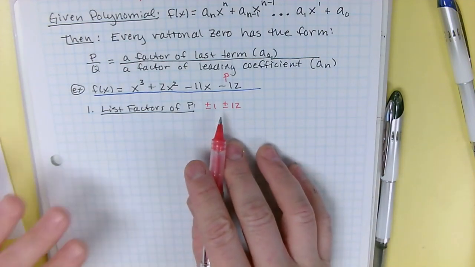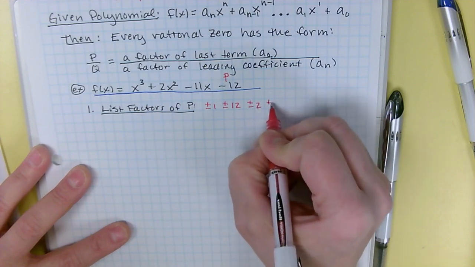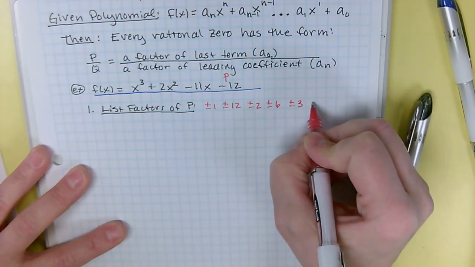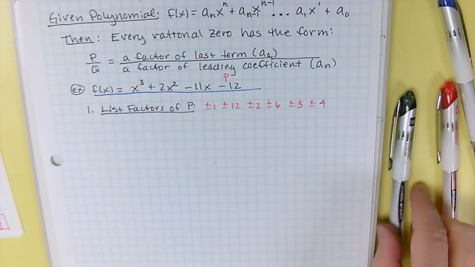So everything's plus minus on your list. And then I've got 2 times 6, so plus minus 2, plus minus 6. And then I've got 3 and 4, plus minus 3, plus minus 4. Those are all the possible factors that could give us a negative 12.